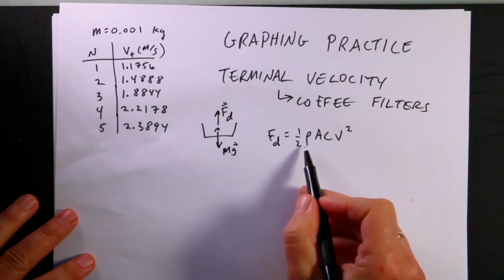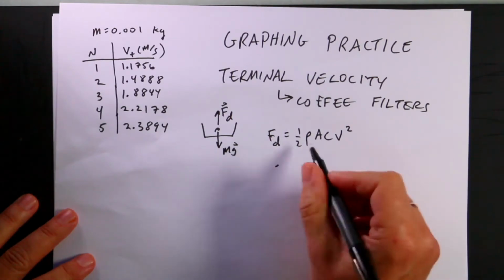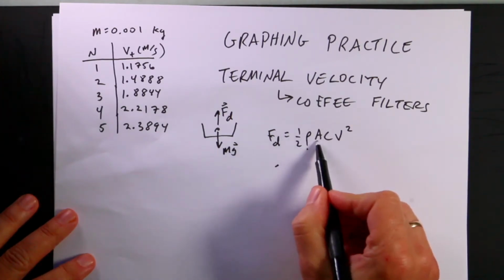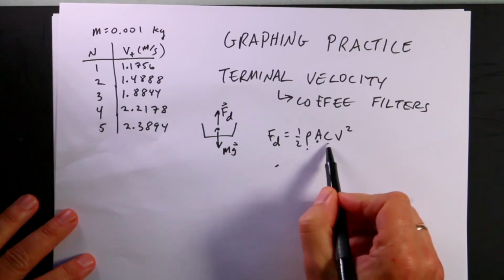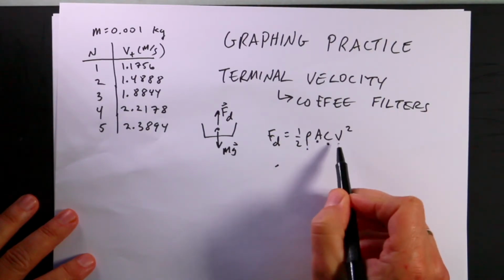So this is the density of air, I'm not going to write it out. Density of air, the cross-sectional area of the coffee filter. This is a drag coefficient that depends on the shape, and that's the velocity.